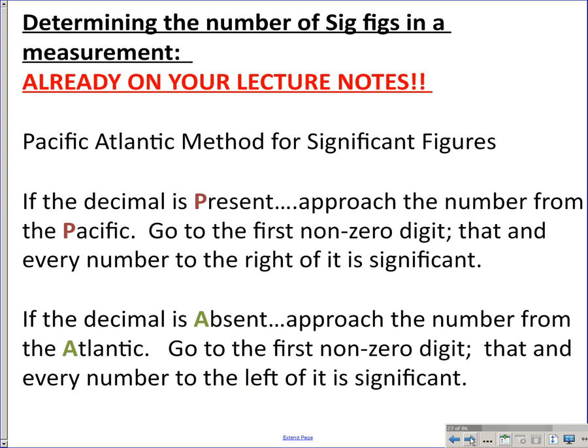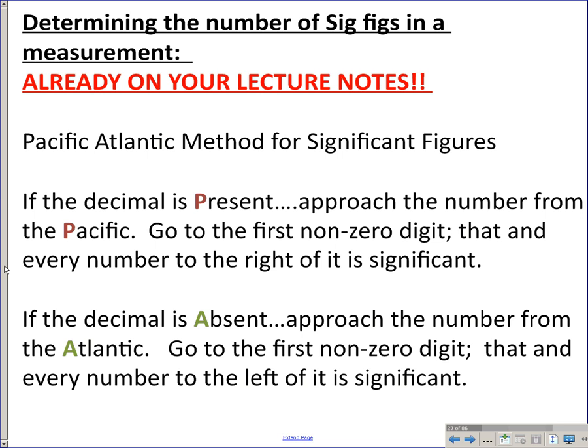Okay, this is on your lecture notes, the little half sheet I gave you yesterday. I try to give you just a couple lecture notes so that you don't have to write down every living thing on the planet. This is the cutesy way of remembering which figures, which numbers are actually significant, which actually means something. So like a significant other, they mean a lot to you. I have numbers here that are significant figures because they mean a lot to me. They mean something. This is called the Pacific Atlantic Method.